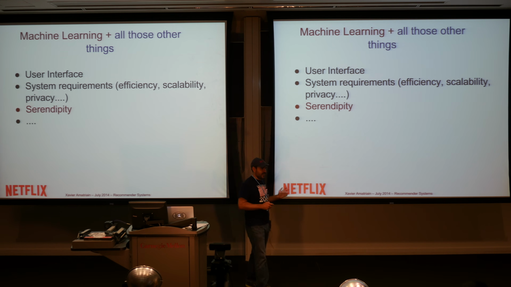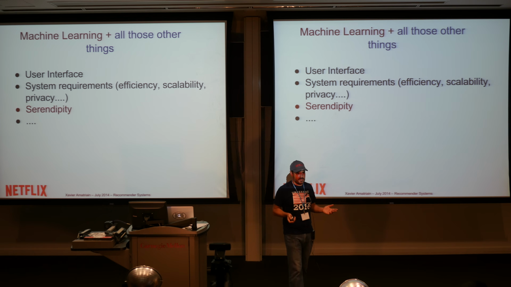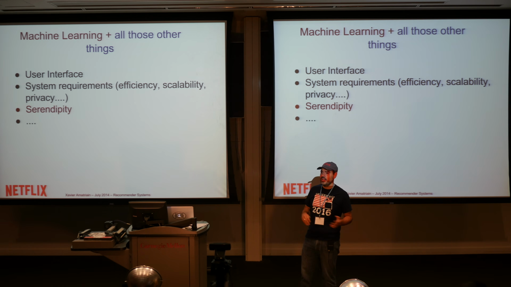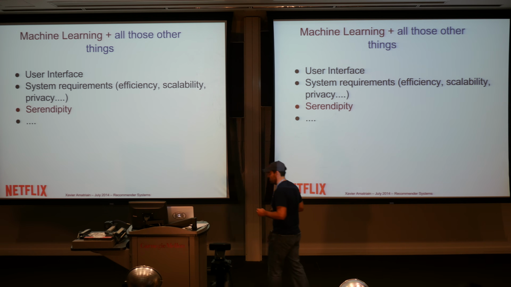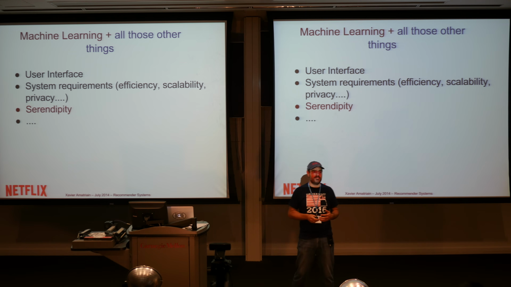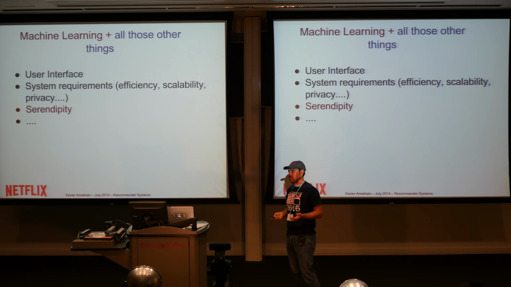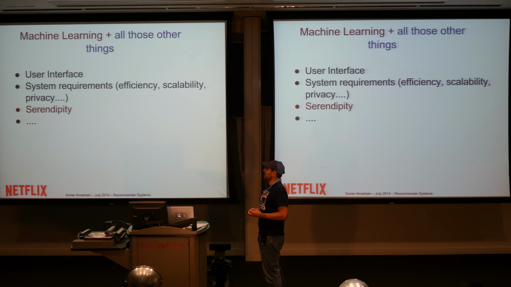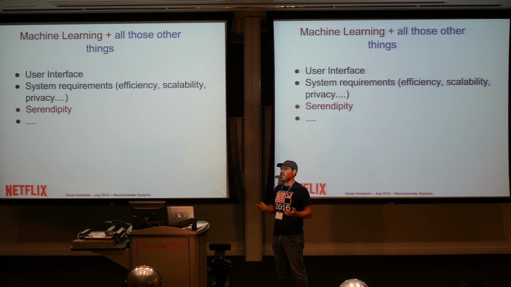Now, that said, recommendation systems has a lot of other things that I won't be talking about in this course, but are pretty important. For example, the user interface, right? You can have the best algorithm in the world, but if the user interface is not accompanying and leveraging that algorithm, that approach is not going to be successful. And there are many examples of this.